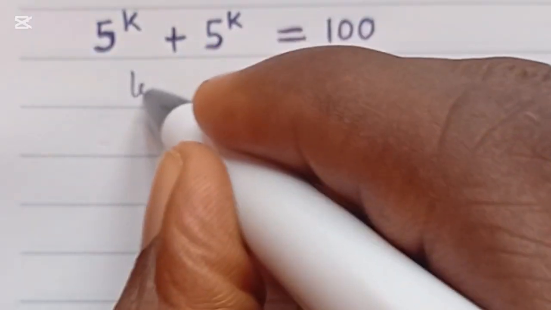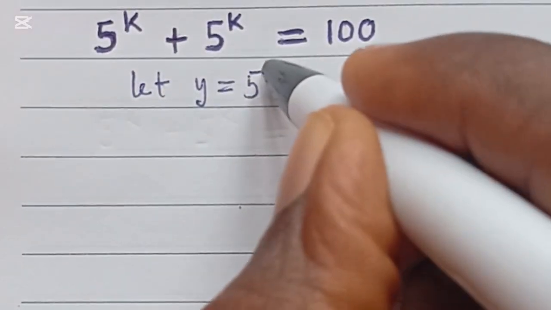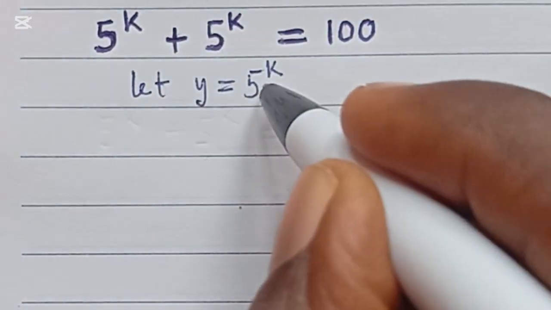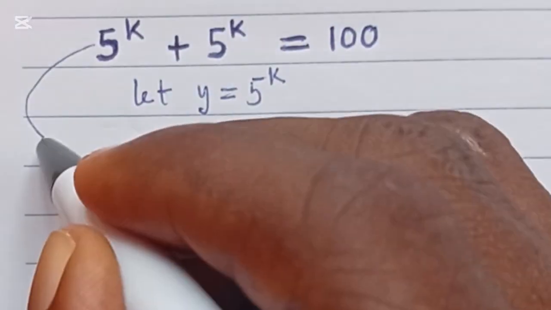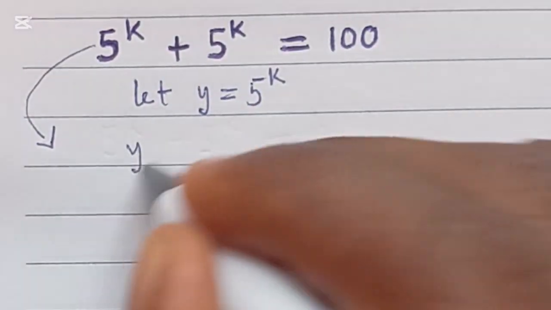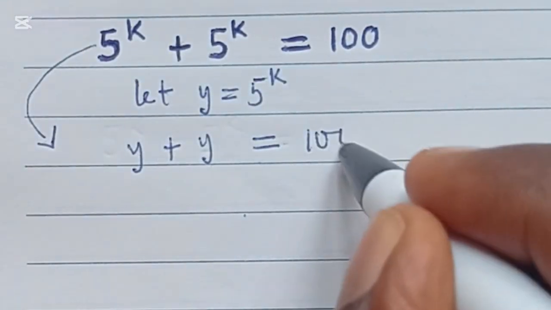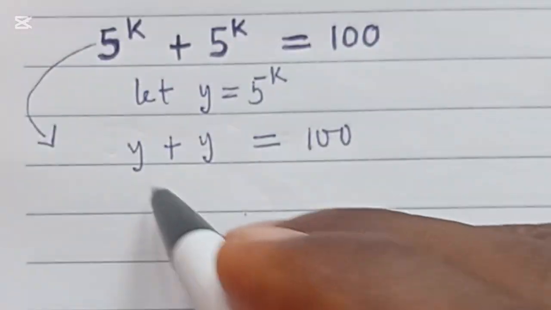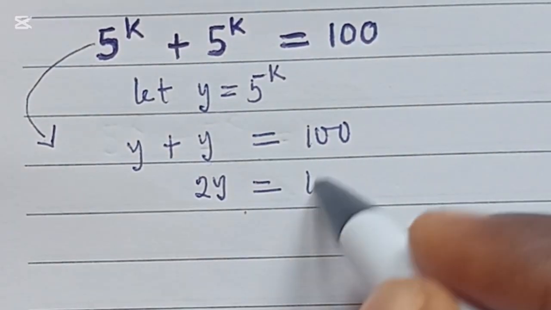So let y be equal to 5 to the power of k. In place of 5 to the power of k, we put in a y. So this equation becomes y plus y on the left, and the right hand side remains equal to 100. The law of algebra says y plus y can be written as 2y, which is equal to 100.